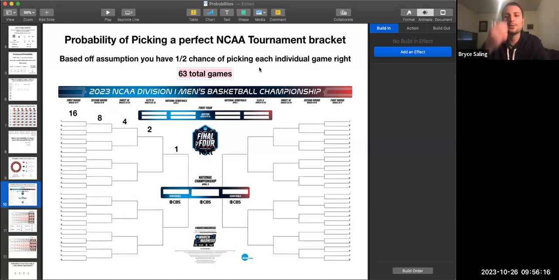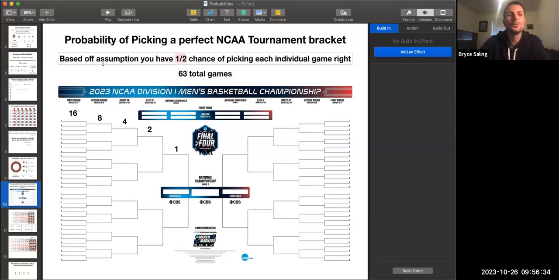Warren Buffett, who's a billionaire, once said that if somebody ever picked every single game correctly, he would give them $1 billion. But that's a very safe bet on his part because it's almost impossible.